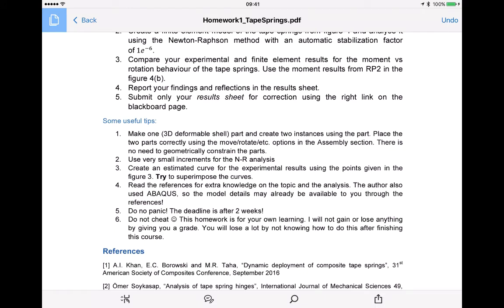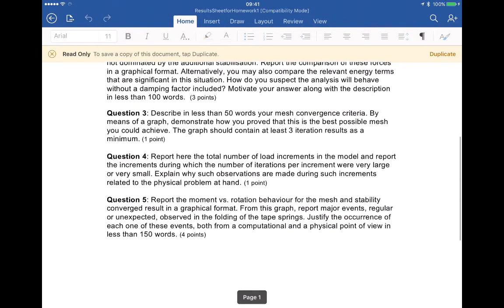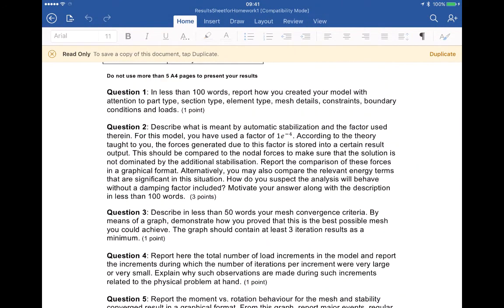Please read them very carefully and answer all the questions in the report, in the results sheet. The results sheet has 5 questions. You may see that the points are very low, like 1 point, 3 points, 4 points for a lot of work you're doing, but it's all relative. Don't worry about exactly what grade you get. In the end, it will all be scaled to the out of 10 grade.